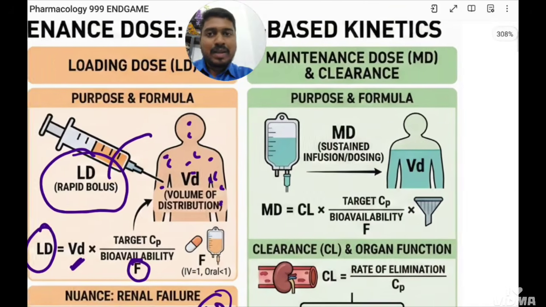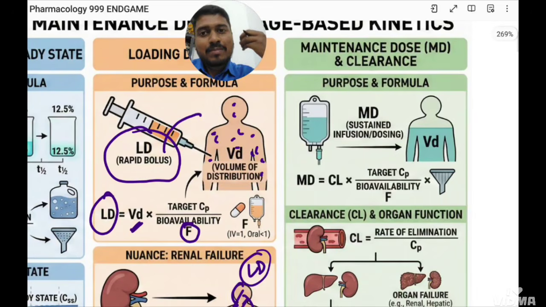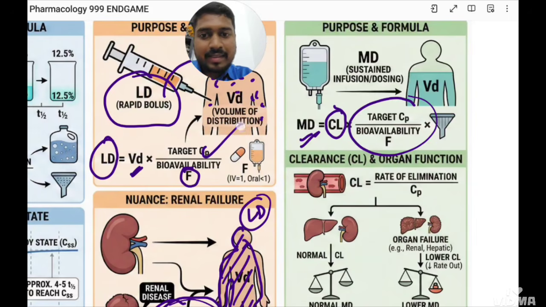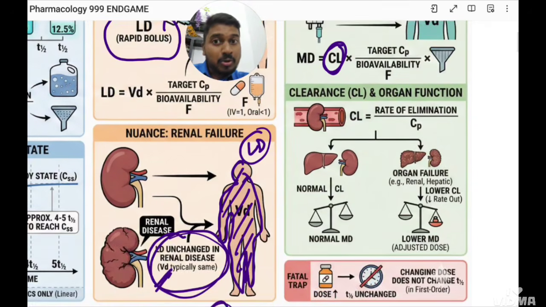Now, what is maintenance dose? Maintenance dose is that extra fuel you need to add on because our car burns some fuel. It burns petrol, right? So it depends on how much petrol the car is burning. That means it depends on clearance. So what is clearance? How much the kidney is putting out the drug, eliminating the drug, or how much our liver is eliminating the drug. So maintenance dose depends on clearance, and the rest of the formula is the same. Okay, no change in the formula. It is the same as loading dose, but now it depends on clearance.